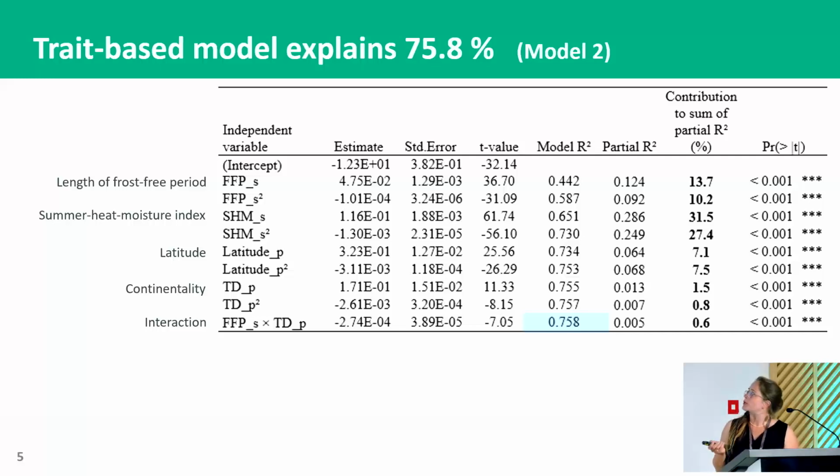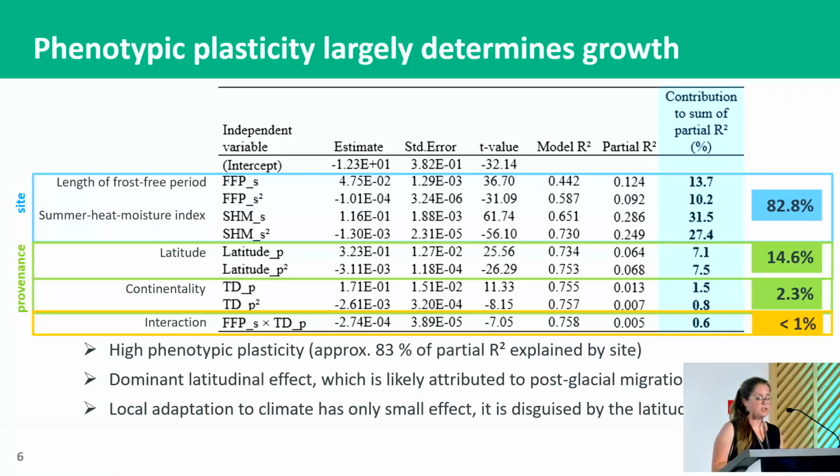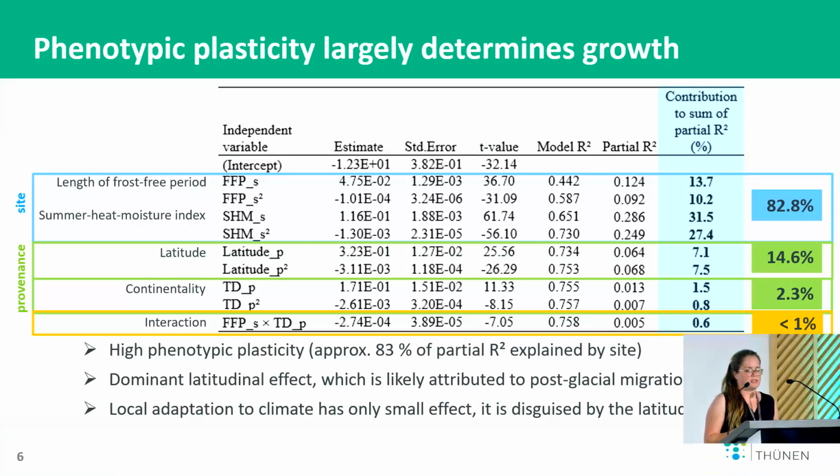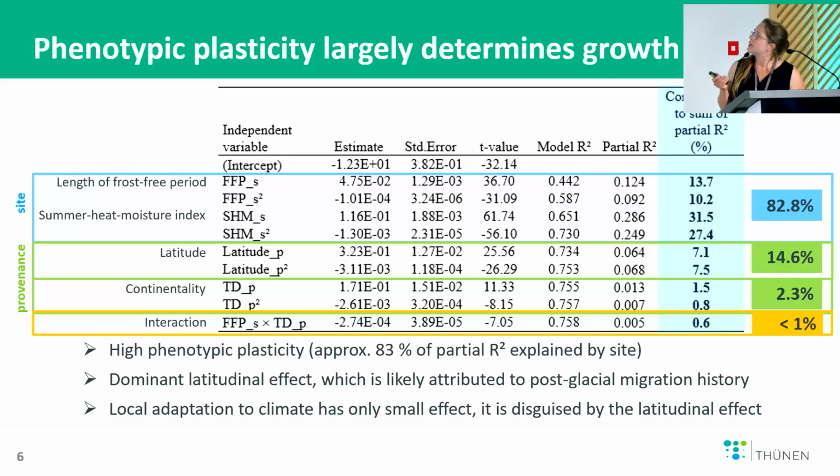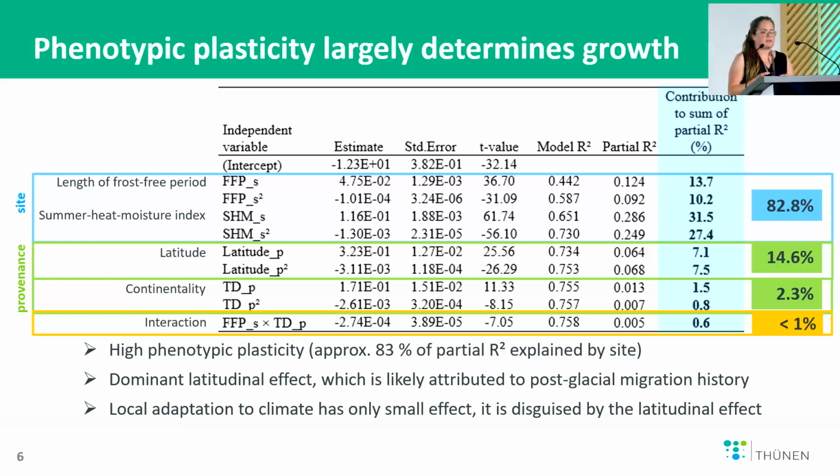But let's have more of a look at these variables that are shown here. We had two site climate variables, namely the length of the frost-free period and the summer heat moisture index. And these together accounted for about 82% of the partial R-square. So that means that these spruce provenances actually exhibit a very high plasticity.